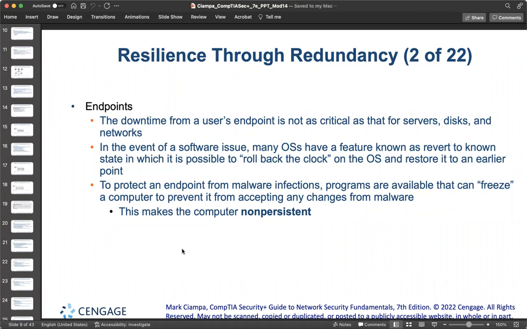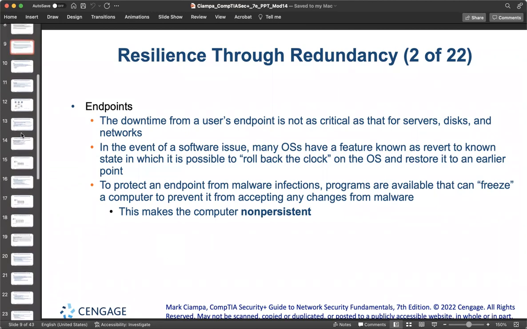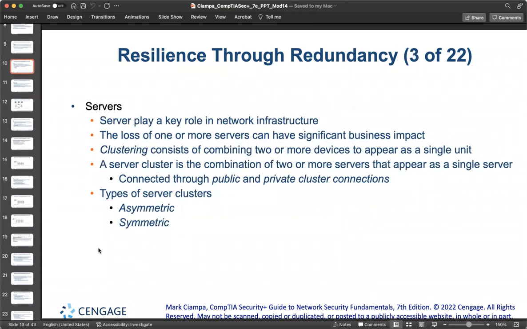To protect an endpoint from malware infections, programs are available that can freeze a computer to prevent it from accepting any changes from any kind of possible malware that can attack the computer, in which case the computer is going to be non-persistent. There are multiple software and hardware tools that can work around the issue of endpoint resiliency. But I want you to remember that endpoint resiliency is one of the lower priority resiliency plans when it comes to an enterprise system.